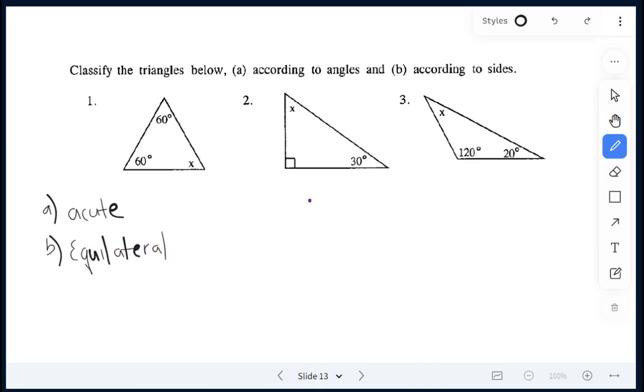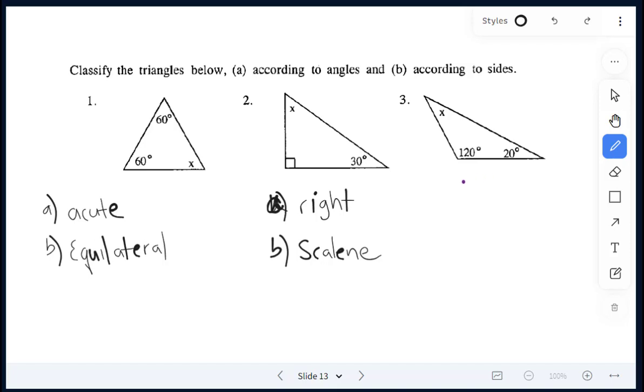All right, question number 2. What do you guys think? All right, so this one here, based on its angle, that would be a right triangle. Oops, that's A. Based on its angles, that should be an A. And then based on its sides, it's going to be scalene. All 3 sides will be different. We have a 90 degrees, we have a 30 degrees, and then this would be 60, so this would be scalene.